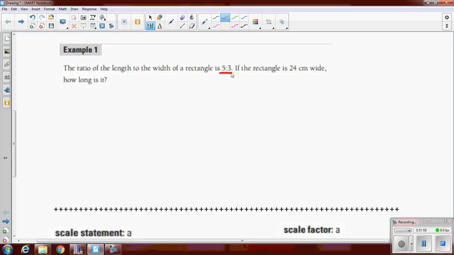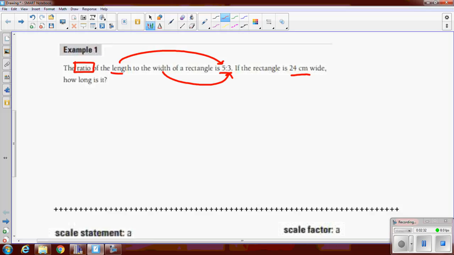Now it's really important that you can read and decipher what this information is telling you. First off, they're saying ratio. If you look at your definitions, a ratio means the units are the same. So 5:3 would mean 5 centimeters. If the length is 5 centimeters, the width would be 3 centimeters. Or if the length was 5 miles, the width would be 3 miles. But in this case, we're talking about centimeters. Again, we said ratio, so the units are the same.